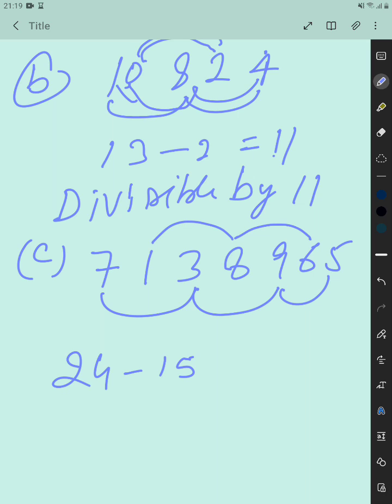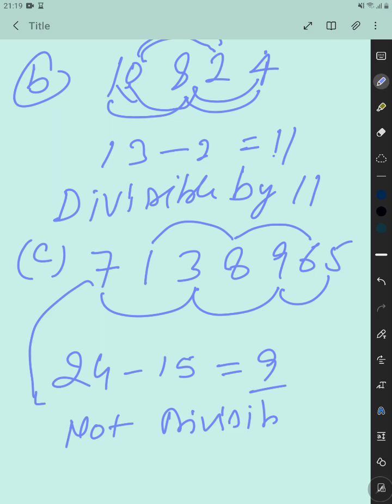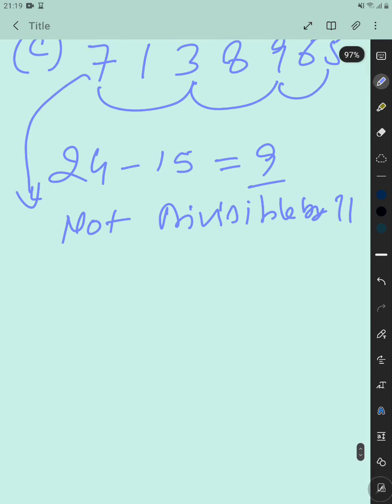So the difference is 9. So 9 is not divisible by 11, since it is not 0 or a multiple of 11. So this number is not divisible by 11.